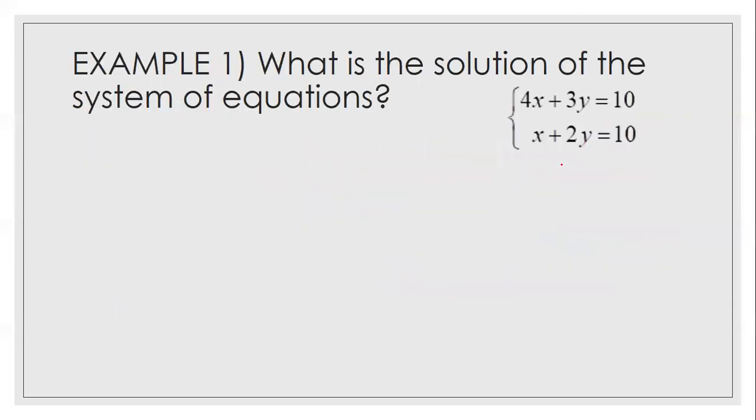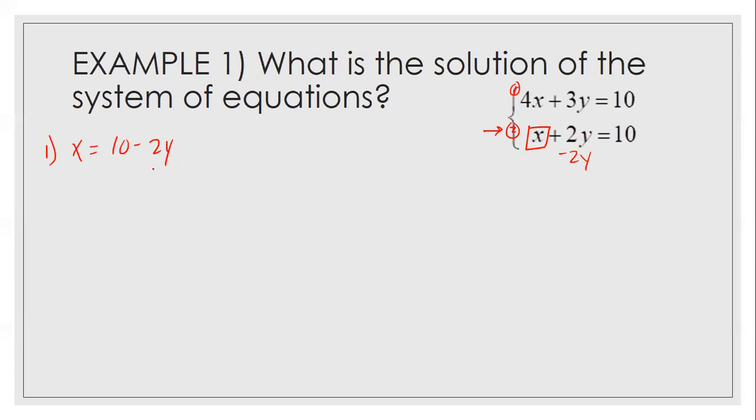So example 1, we have 4x plus 3y equals 10 and x plus 2y equals 10. Step 1 tells us to identify which one of our systems or part of our system would be the easiest to get a variable by itself. It would be number 2. That's because x is almost by itself, right? What would I need to do to get x by itself? I would need to subtract the 2y, right? So that leaves me with step 1 completed. x equals 10 minus 2y.